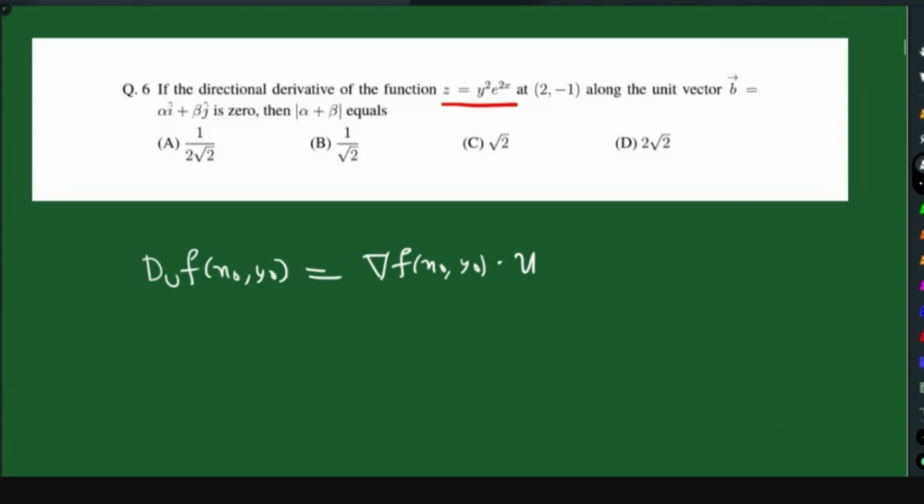So y square is a polynomial, e power 2x is also an exponential function. So they are all differentiable. So there is no problem. You can directly use this formula. So you first find what is del f, del f of (x naught, y naught).